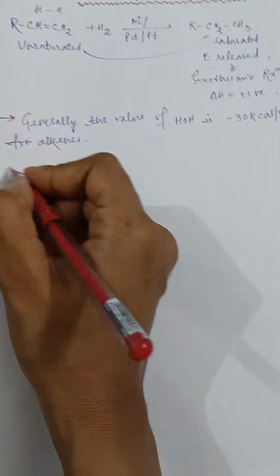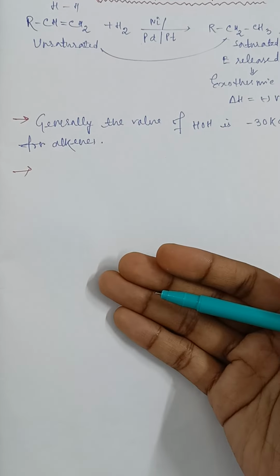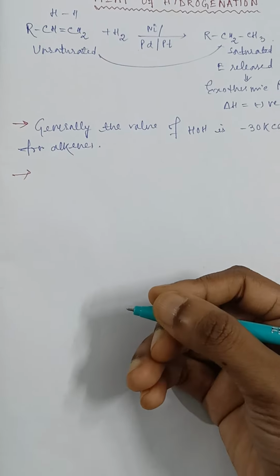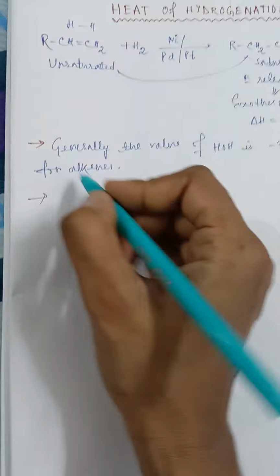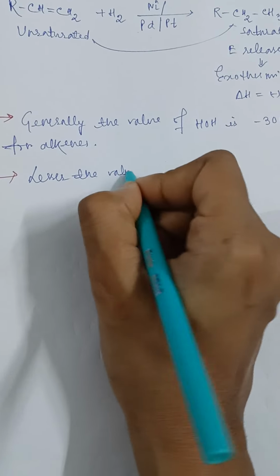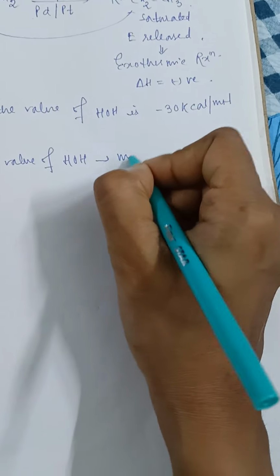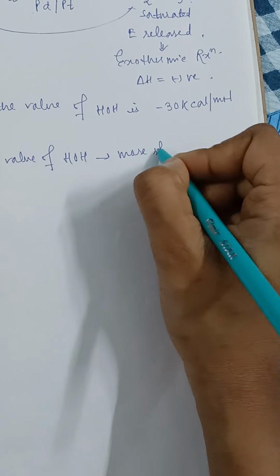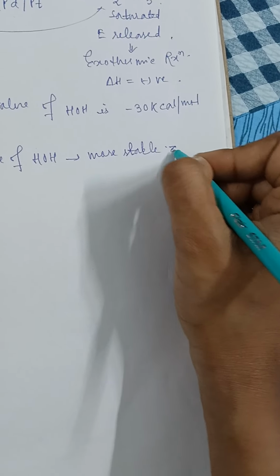Now the next thing is, the less the heat of hydrogenation, that means the lesser the amount of energy released, the more will be the stability of the alkene. So the lesser the value of heat of hydrogenation, the more stable the double bond.